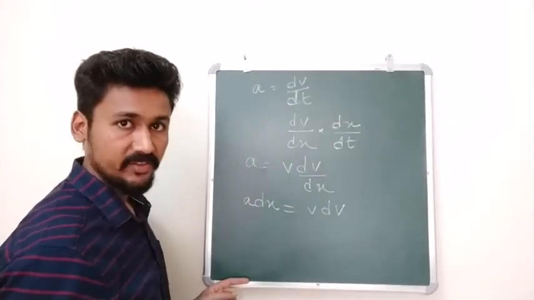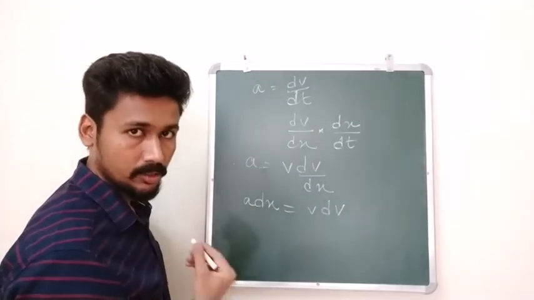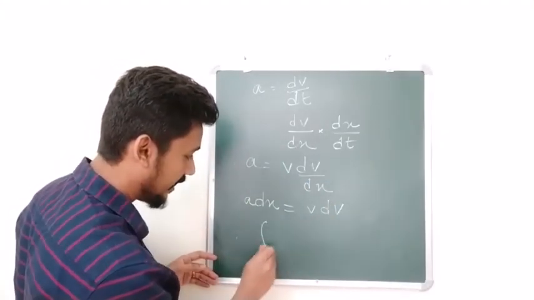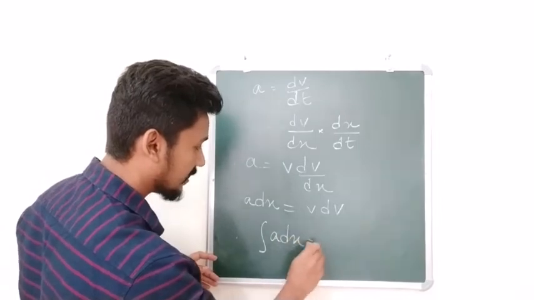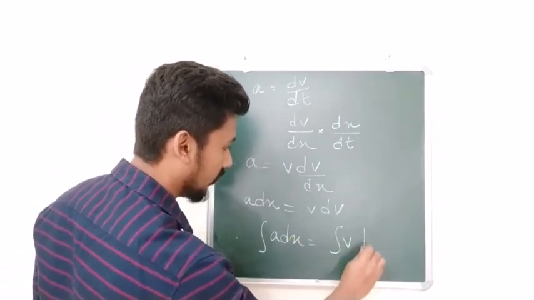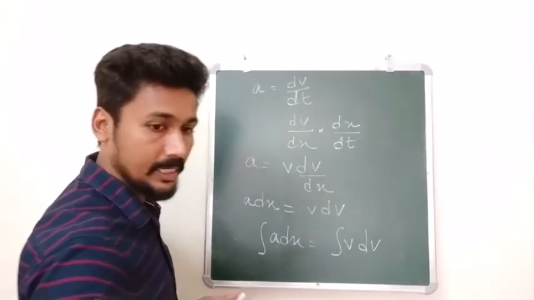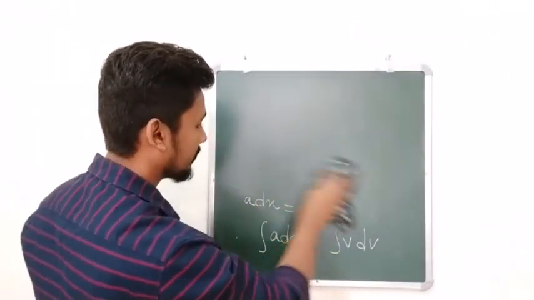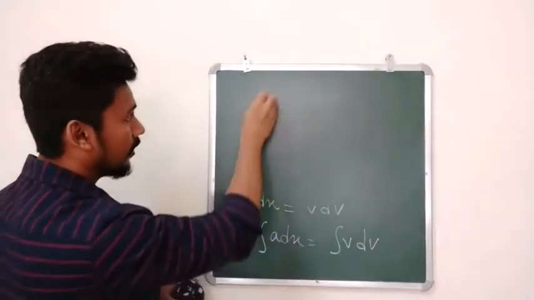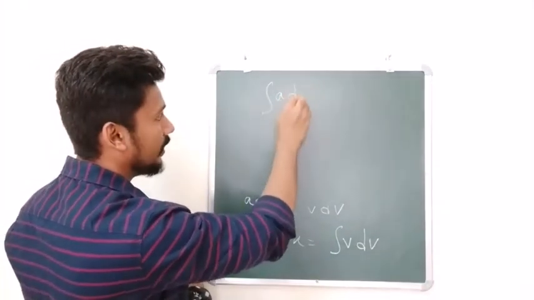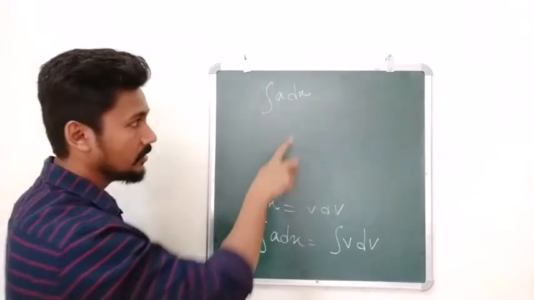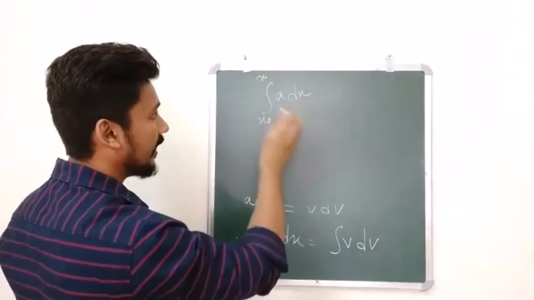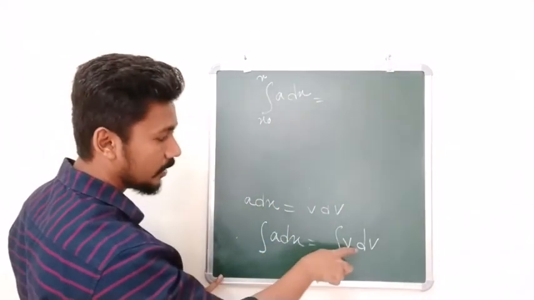And now, as you would have guessed, we are going to take integration on both sides. So taking integration on both sides, we will get the integral of a dx is equal to the integral of v dv. Now what are the limits we want to put? So we will write this as the integral of a dx. Now, a is a constant, so only limits will be put for x. So let us put the limits x naught to x equal to the integral of v dv.